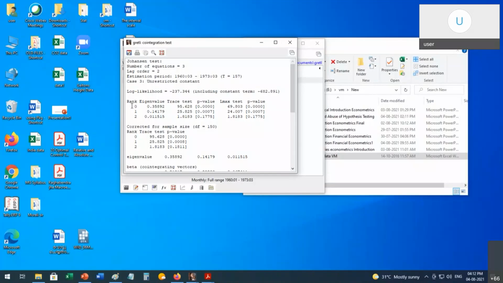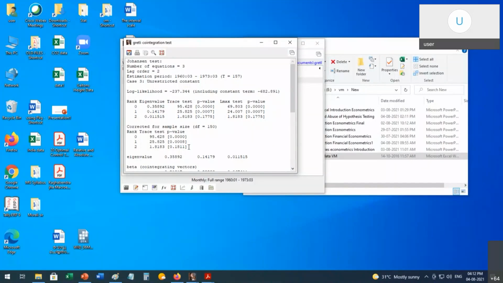Is it clear? Yes, sir. Now we have a small sample corrected one also, this is for small sample, but we have a large sample here. And in this case also we find that we are not rejecting at the last one.